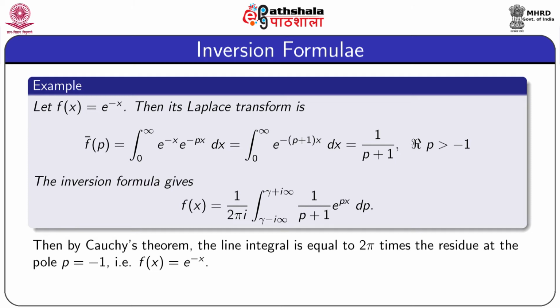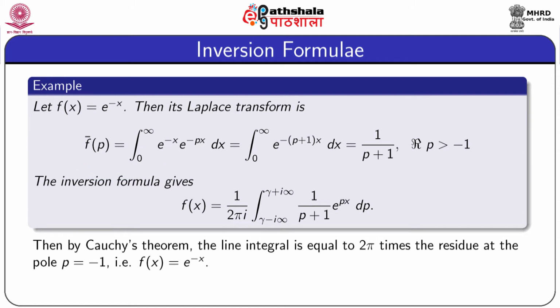The Laplace transform of this function by definition is f bar p equals integration 0 to infinity e to the power minus x e to the power minus px dx. So, this is integration 0 to infinity e to the power minus (p plus 1) x dx. So, after integration it gives 1 divided by p plus 1, and this is valid for real p greater than minus 1.